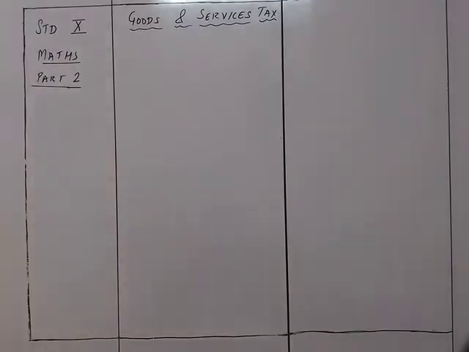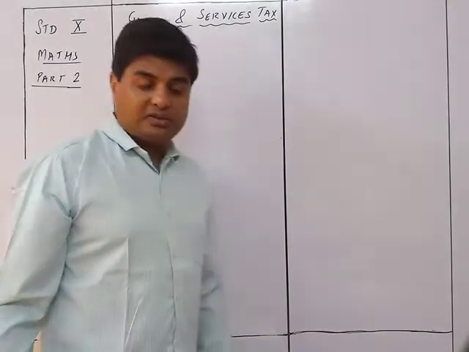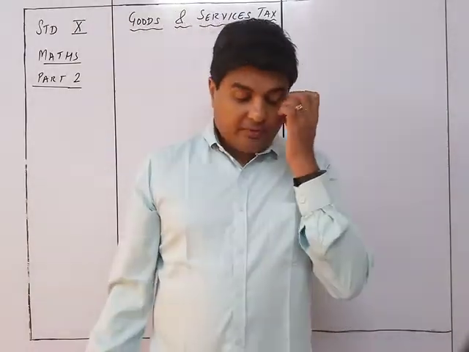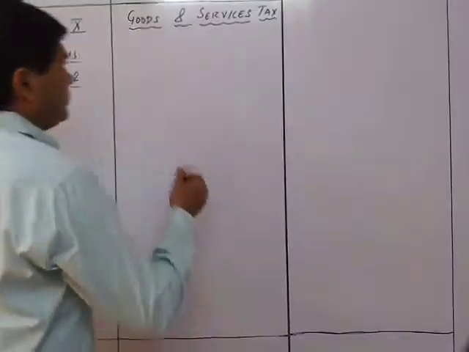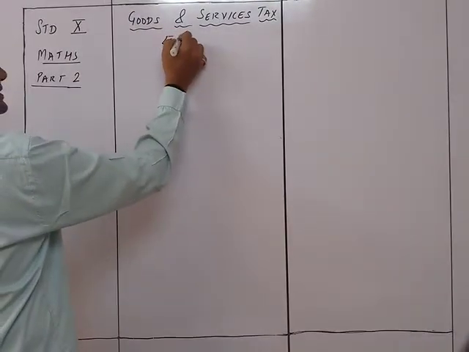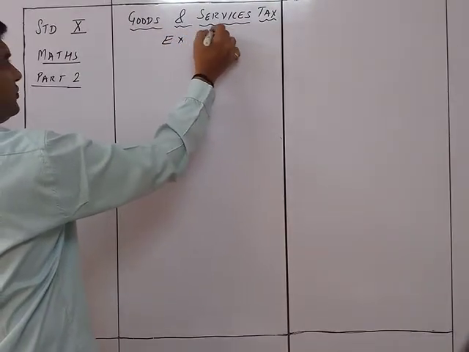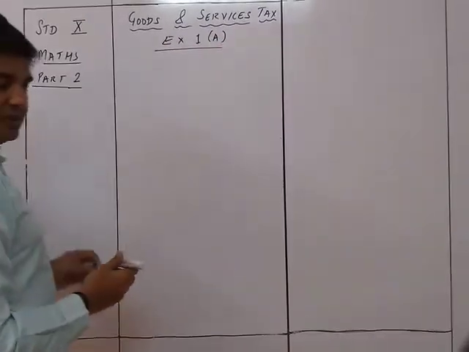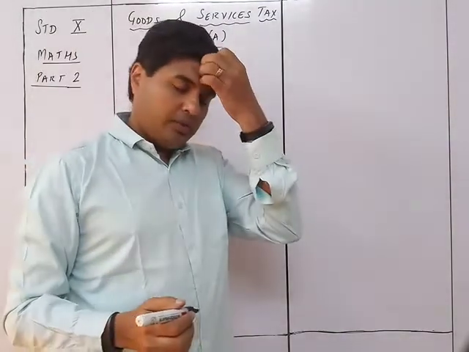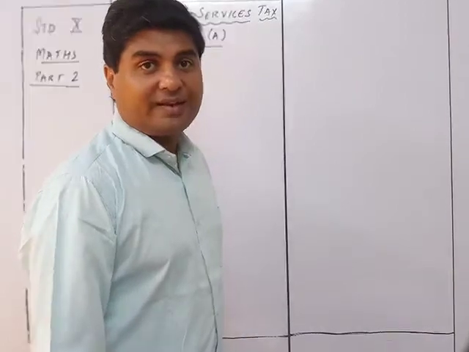So we now move to the next part of the chapter GST. So we start with the exercise. So we start with exercise 1A, that is the first exercise. Now this one is directly related to finding out the tax amount.